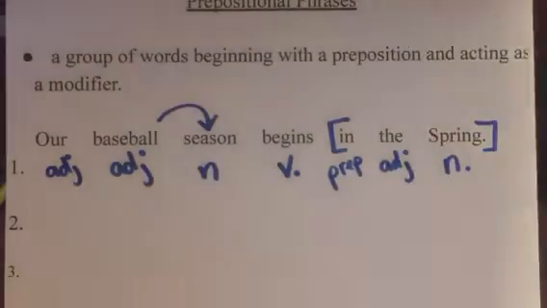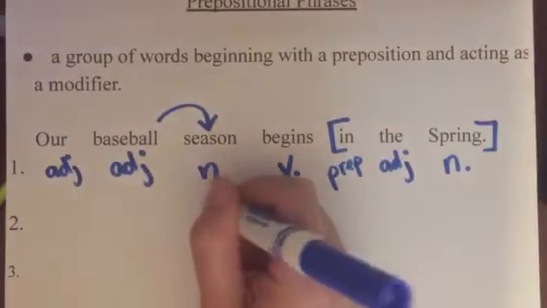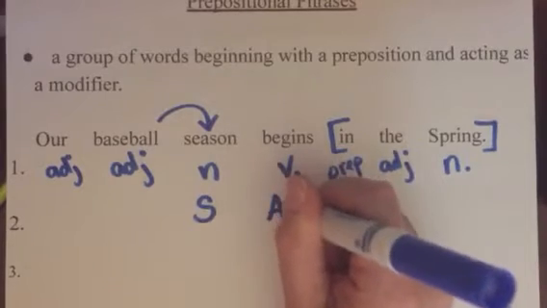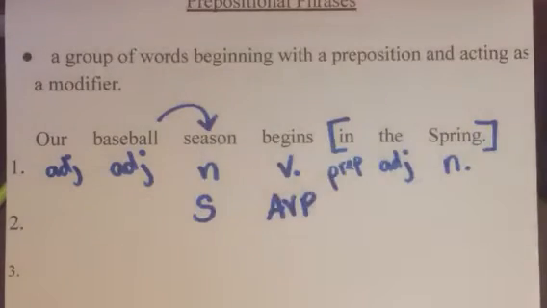So level 2, what is the subject of the sentence? Season is the subject. What about the season? It begins. Begins is an action verb, so that's AVP, and then we're done, right? There's no direct or indirect object. We've got a prepositional phrase, we're done.